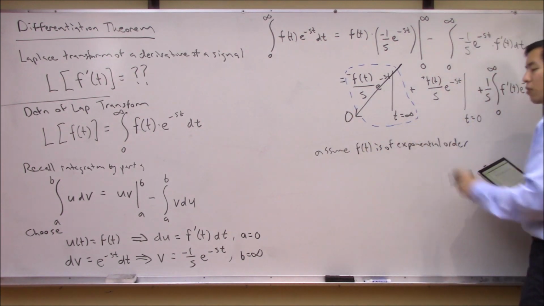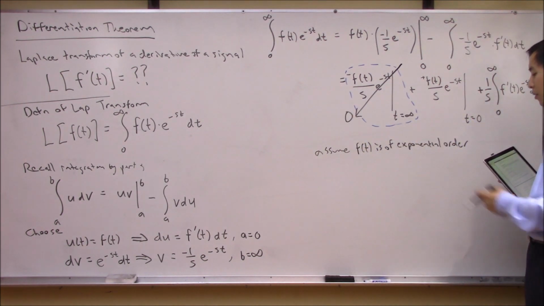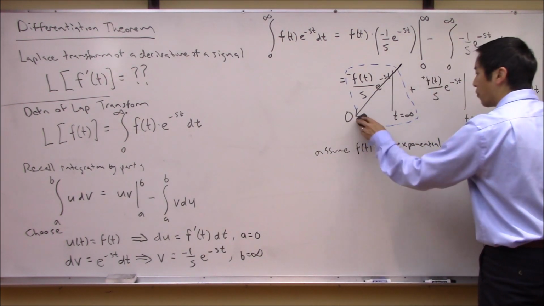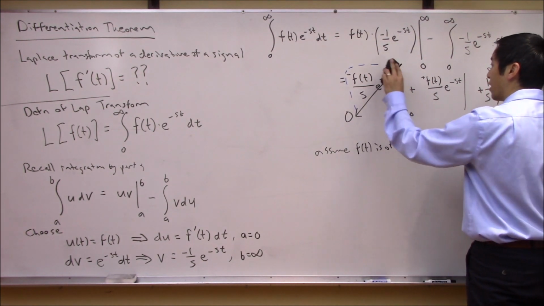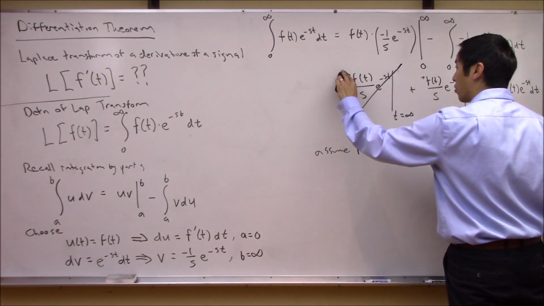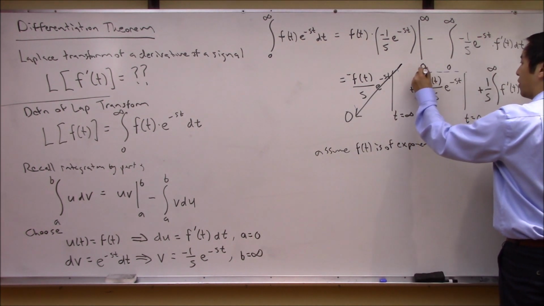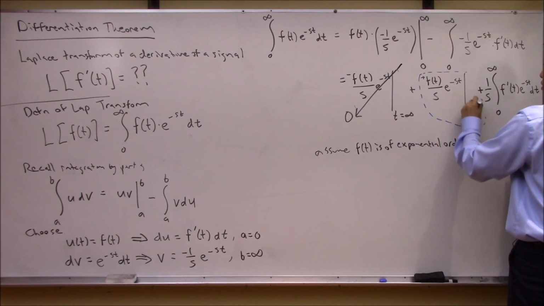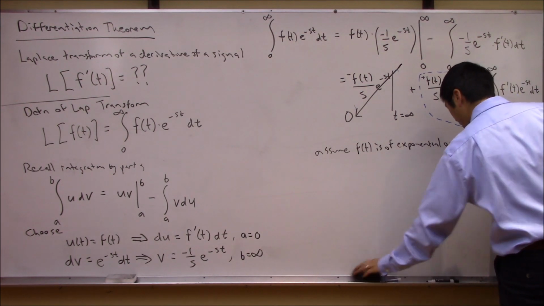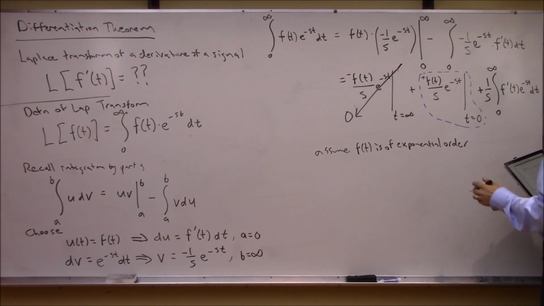Or it is 0 at t equals infinity, right? Perfect, okay? Let's move our blue circle to examine the next term. So the next term is right here, right? Okay, what does this thing look like?